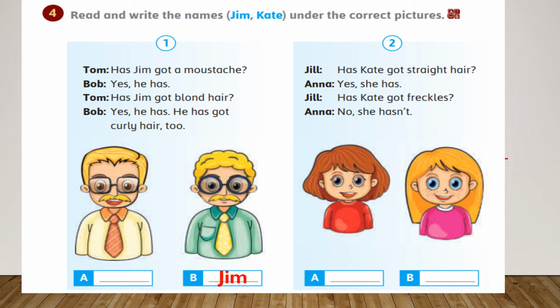Excellent. What about number 2? We have questions from Jill to Anna. Jill, has Kate got straight hair? She said yes, she has. And we can see both of them have straight hair actually. Has Kate got freckles? One of them has got freckles. But she says no, she hasn't got. So we choose the one who hasn't got freckles on her face. Which one? Excellent. The first one hasn't got freckles. So we say that this is Kate. Thank you so much.